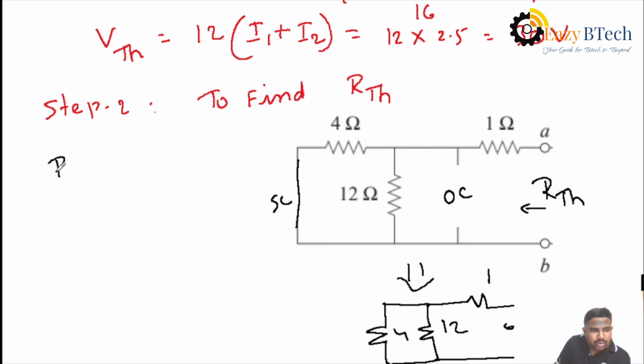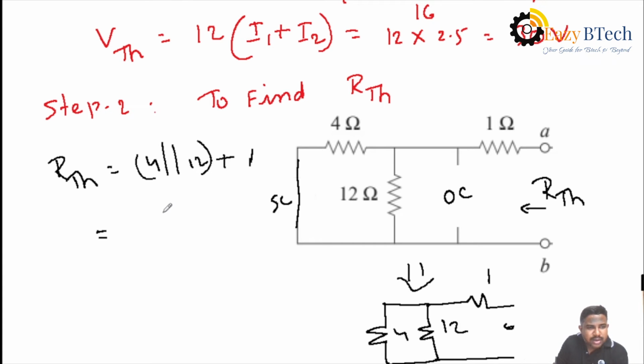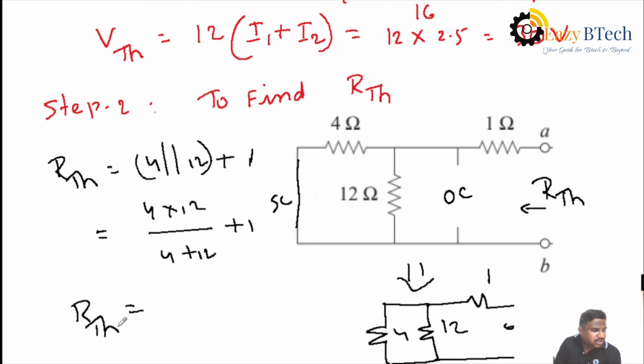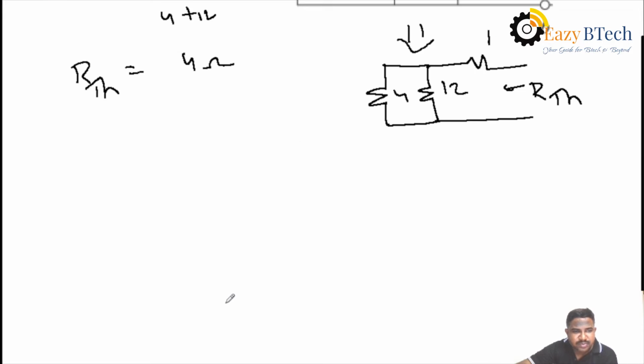Then, therefore, Thevenin's resistance RTH is 4 ohms in parallel with 12. That combination in series with 1 ohm. That is, two values are in parallel. What is the formula? R1, R2 by R1 plus R2. Then, by simplifying that equation, you will get RTH value is 4 ohms. Okay, this is the second step. First step is to find out Thevenin's voltage, and second step is to find out the Thevenin's resistance.